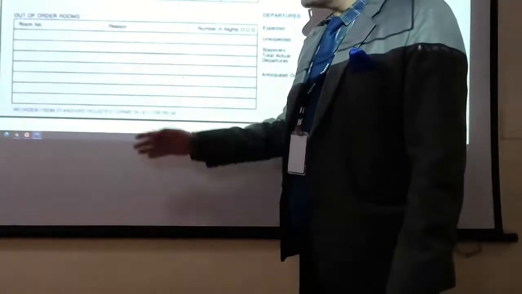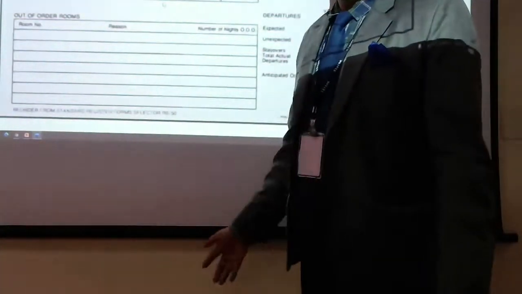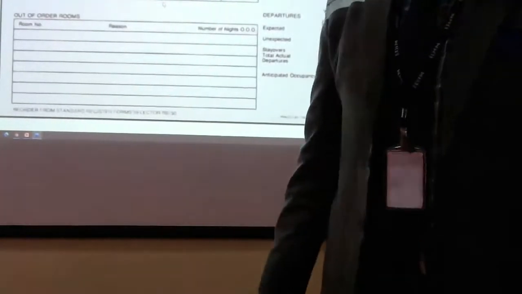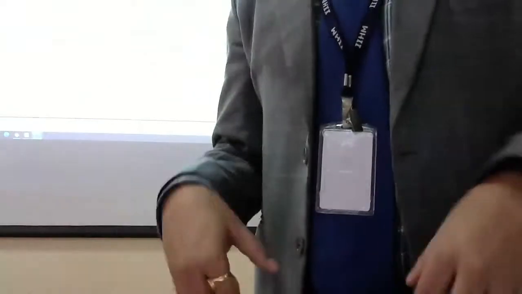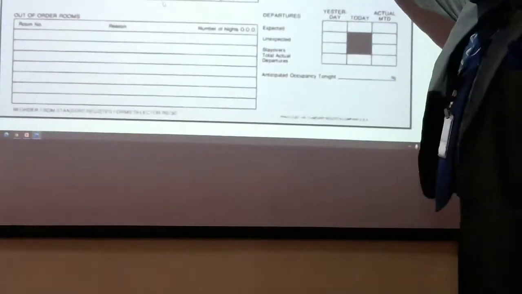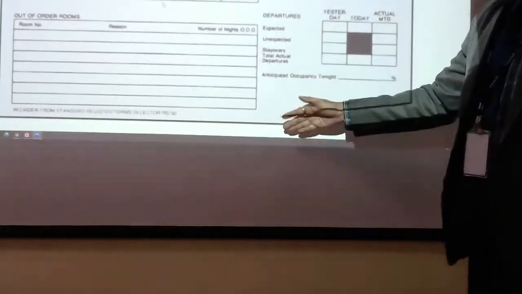Now comes the out of order rooms. Okay, now these are the out of order rooms. We talk about the rooms which have a maintenance problem. That's why the number of rooms available for sale is lesser than the total number of rooms in the hotel. And then there is an arrival analysis, there is a departure analysis also.